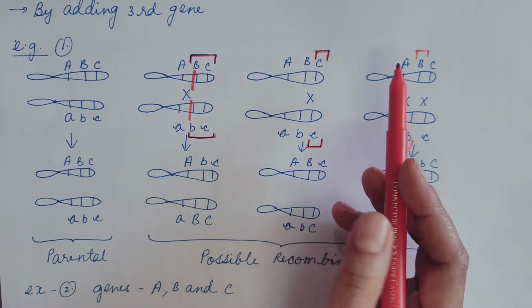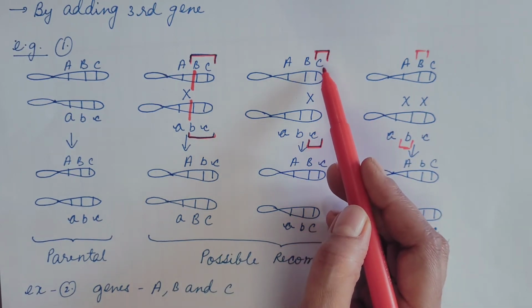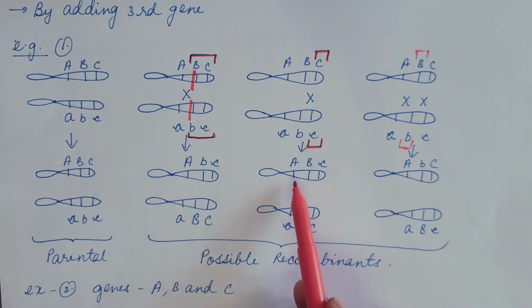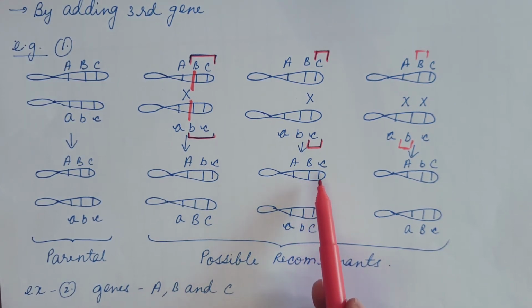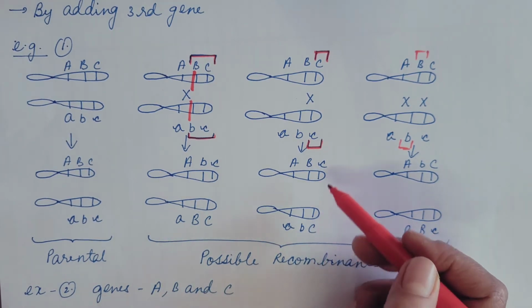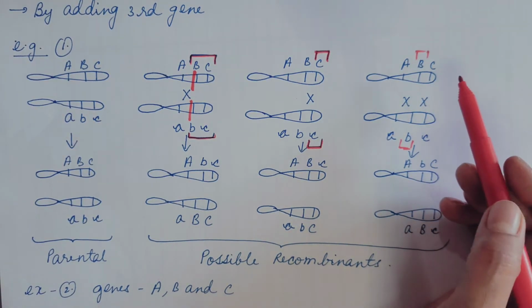Here the single crossover takes place between the genes B and C. Here this region, capital C, is exchanged with small c, and the gametes obtained are capital A capital B small c, and small a small b capital C. So only this region is exchanged. This is also the crossover gamete.